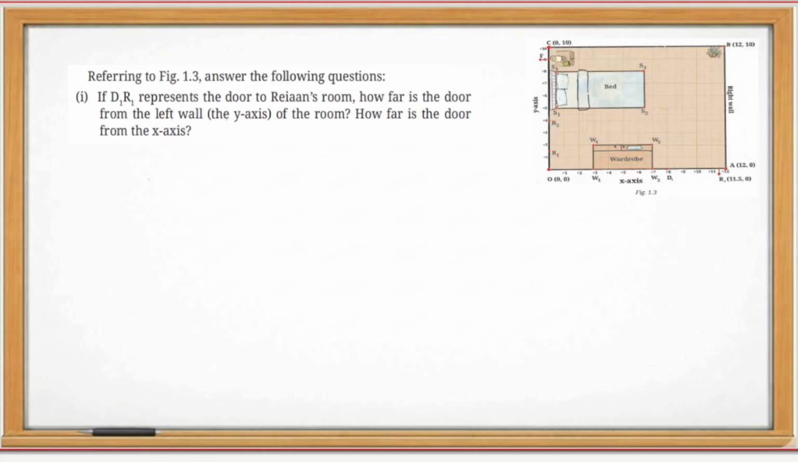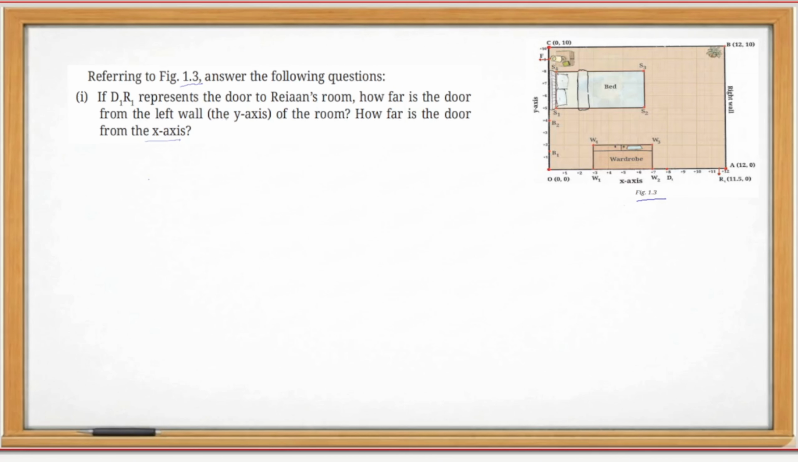Now, referring to figure 1.3, answer the following questions. So here the figure 1.3 is given. The first question is, if D1 R1 represents the door to Rian's room, how far is the door from the left wall of the room? How far is the door from the x-axis?